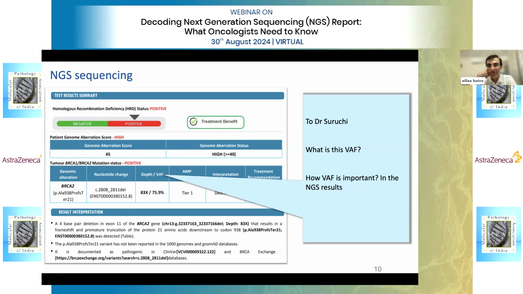Dr. Suruchi, for the general audience, if there are medical oncologists also listening, what exactly is VAF? Is it a predictor of germline? Is it a predictor of driverness? Is it a predictor of how strongly my medicine is going to react to this?